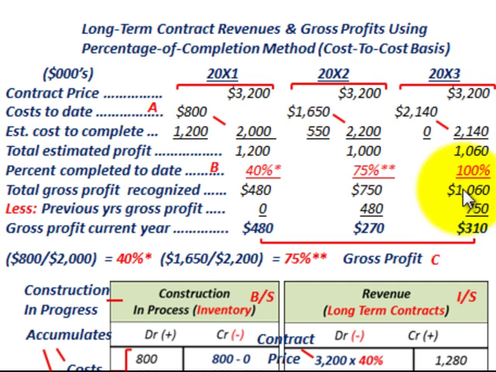So total gross profit recognized is just 100% of the $1,060. Subtract from that the previous year's gross profit recognized of $750, excuse me. Subtract those out, and you're going to get $310 for 20x3. So using this procedure, we determine the gross profit for each of these years: 20x1 at $480, 20x2 at $270, and 20x3 at $310.